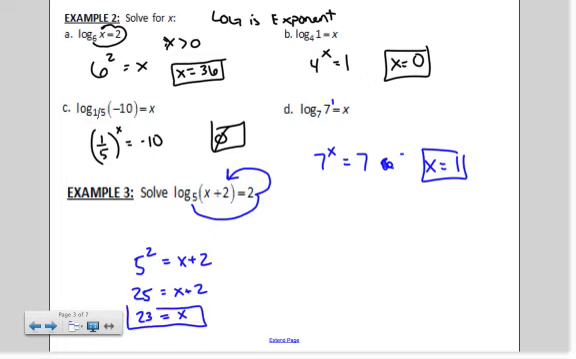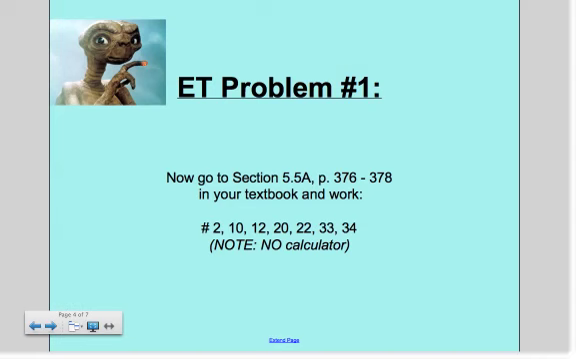Now let's go back. Before we start a problem like this, we want to look at our domain, and we should really do that first. So our domain, x plus 2, has to be positive, so x must be greater than negative 2, and if we look at our answer, it satisfied it. Remember, we want to actually start with domain all the time.